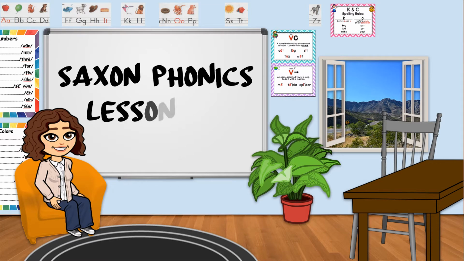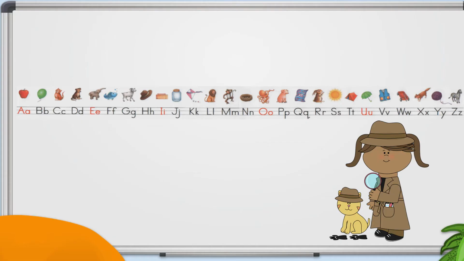To start off today, we're going to talk about before and after. We have our alphabet strip up here on the board. Let me find a letter. The letter P. What letters come before the letter P? A through O. All of those letters come before the letter P.